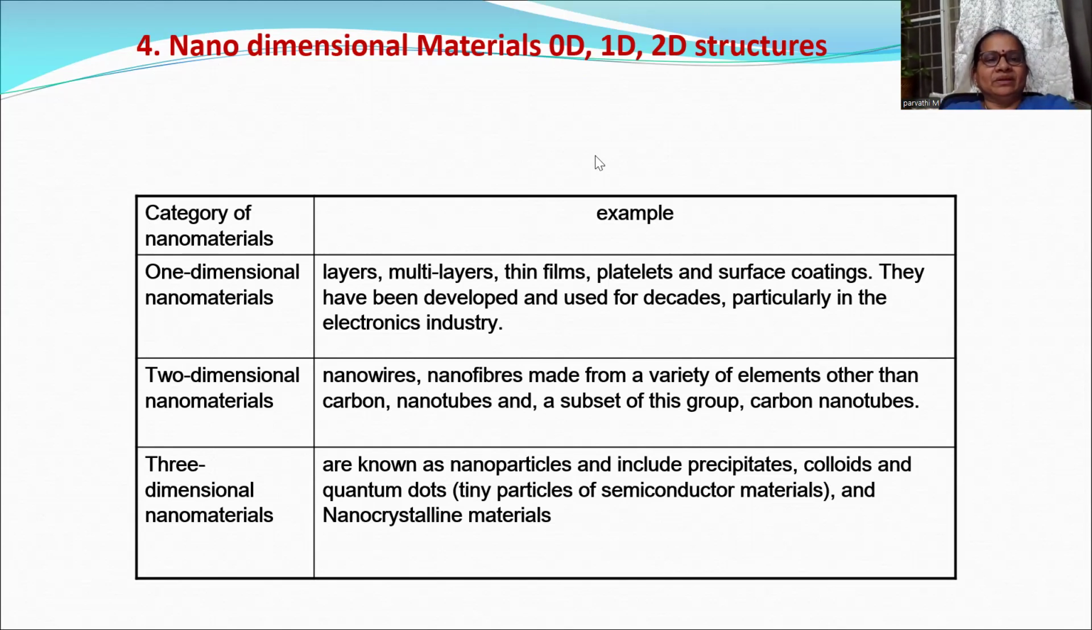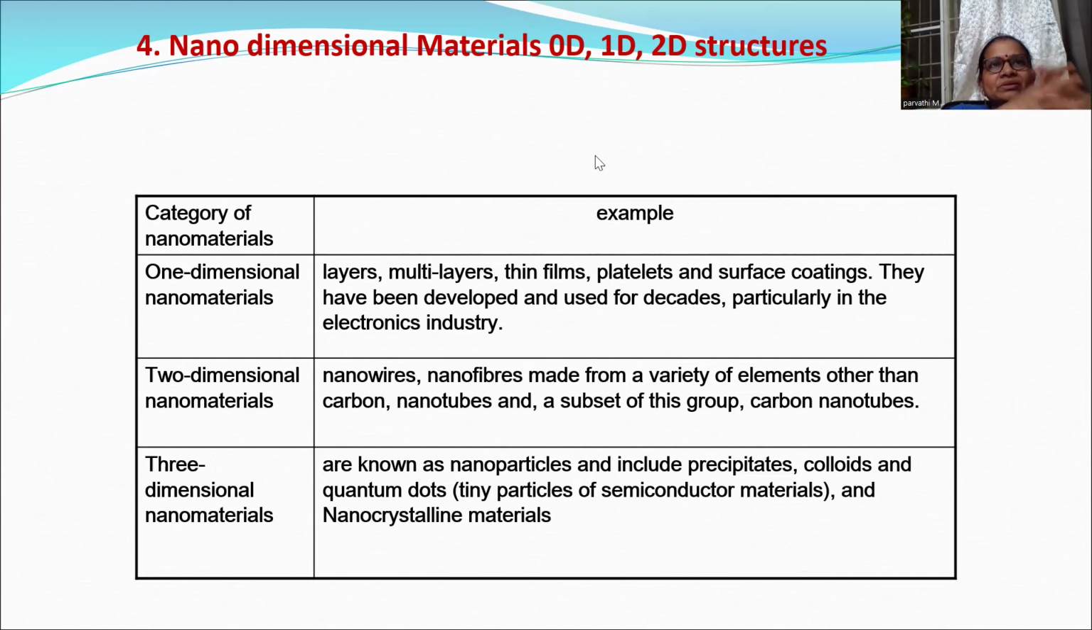One-dimensional nanomaterials are like layers, multi-layers, thin films, platelets, and surface coatings. They have been developed particularly in the electronic industry. One dimensional is like a complete flat surface, very tiny and thin kind of material. When it comes to 2D, that means it has the x-axis and y-axis, like a rectangle.